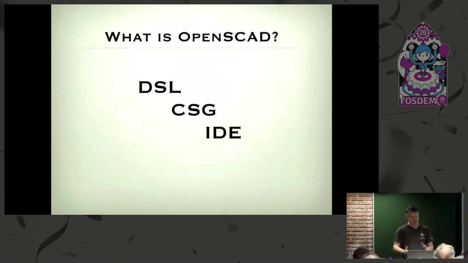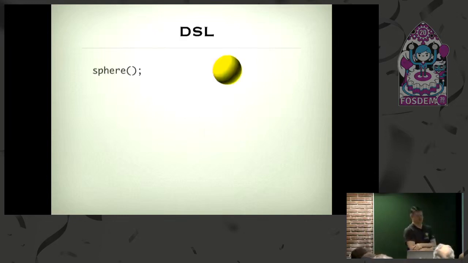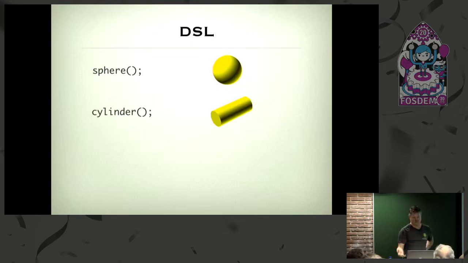First of all, OpenSCAD, in one sentence, is a domain-specific language for doing 3D modeling using constructive solid geometry, and it comes with a really lightweight IDE. I'll just cover that really quickly. This is Hello World in OpenSCAD. It's literally a sphere, parenthesis, semicolon. This is also often called, in OpenSCAD lingo, to instantiate a module to create a shape. And you can instantiate other built-in objects to create more shapes.